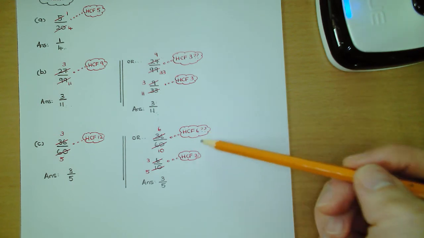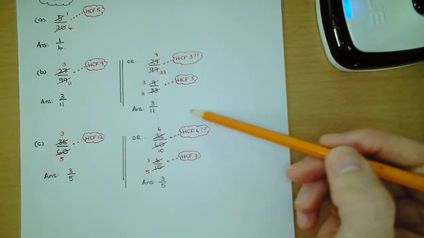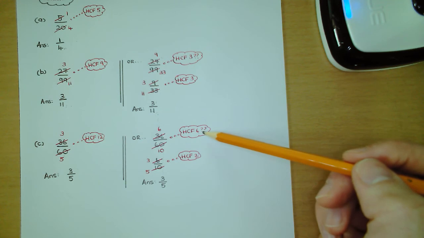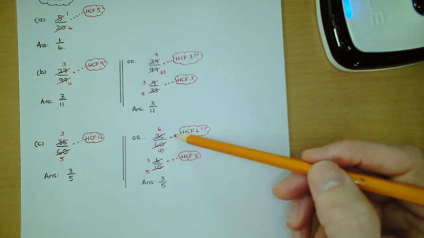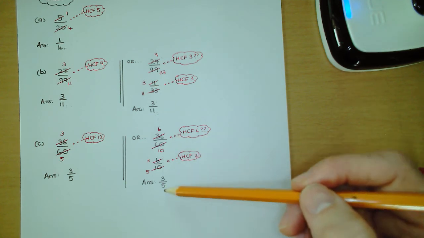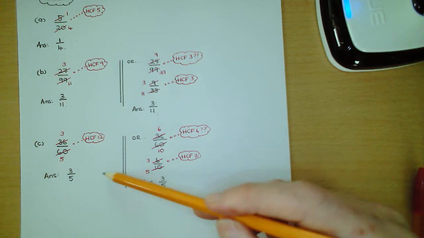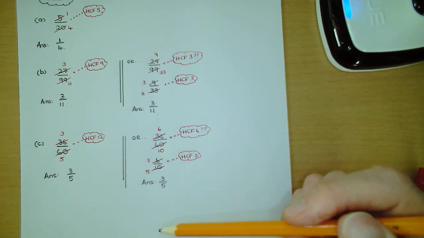And just like in part B, over here on the right hand side, we didn't identify the highest common factor correctly. We did get a factor, but it wasn't the largest one that goes into 36 and 60, and because of that we had to do 2 bits of cancelling before we got our answer. But our answer is exactly the same as before.